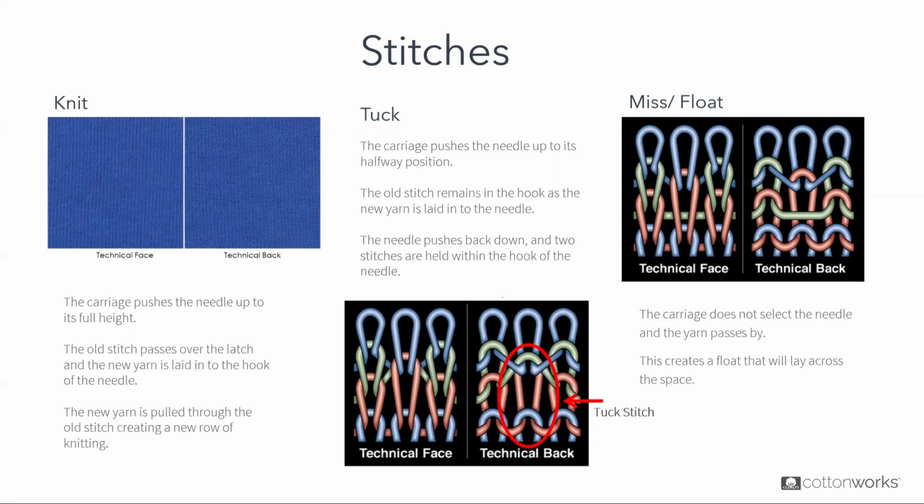The third stitch that we use is a miss or a float stitch, and this isn't really a stitch at all. In this case, the carriage just passes over that needle, the needle doesn't move anywhere, and the yarn floats to the back of the fabric. Everything else that happens after this stitch is performed is a manipulation of those 3 stitches.